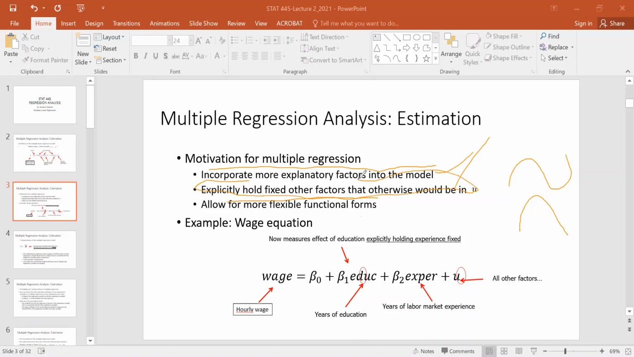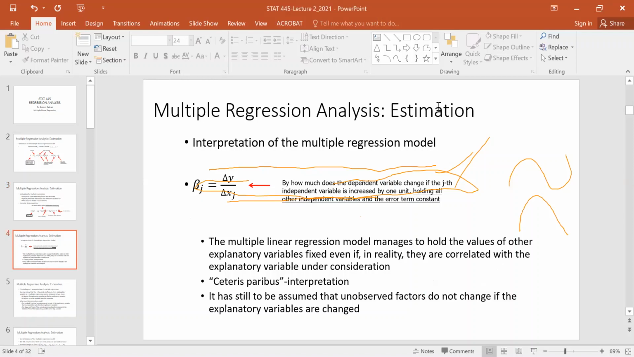Consider our return to schooling equation, where we try to estimate the impact of an additional year of education on wage. Remember, wage is measured in cedis or dollars. Education is measured as years of education, as integers 1, 2, 3, 4. And consider this to be your experience in the labor market, and u comprises all other factors that affect wage and are probably unobserved to us.